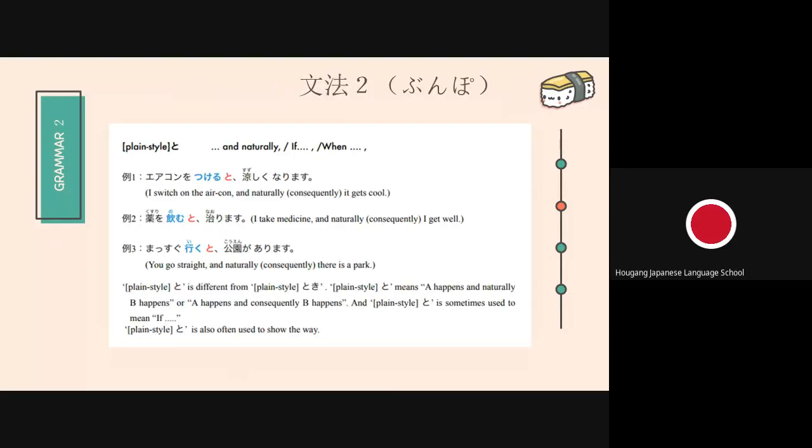And the last grammar already. Just now was toki. Okay, toki is when, right? Now this to is also when, or can be if also, okay, because of the translation. But let's take a look.